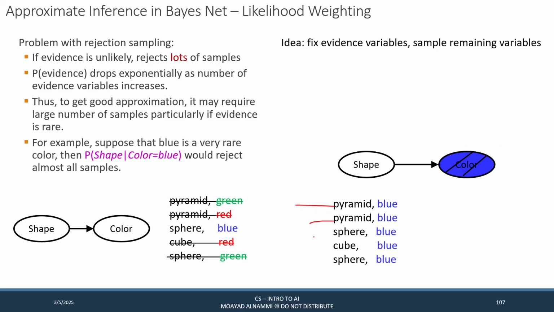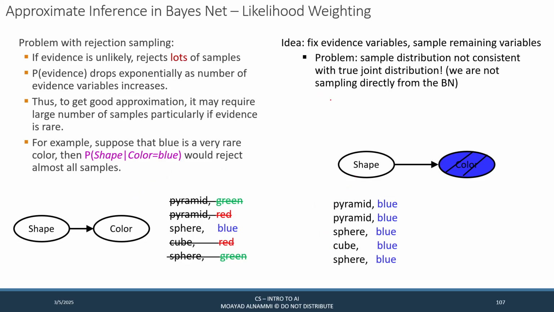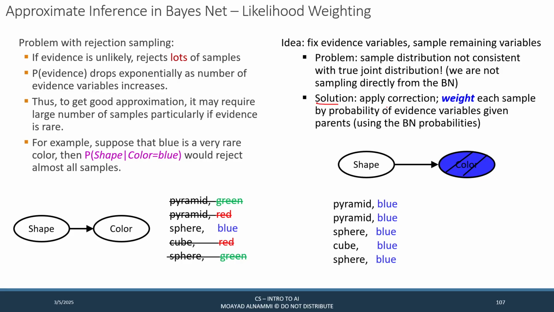So how do I fix this issue? These samples are not sampled directly from the original Bayesian network. They're sampled from this altered Bayesian network. Very simply, I do what is known as weight correction. Solution: apply a correction to weigh each sample.